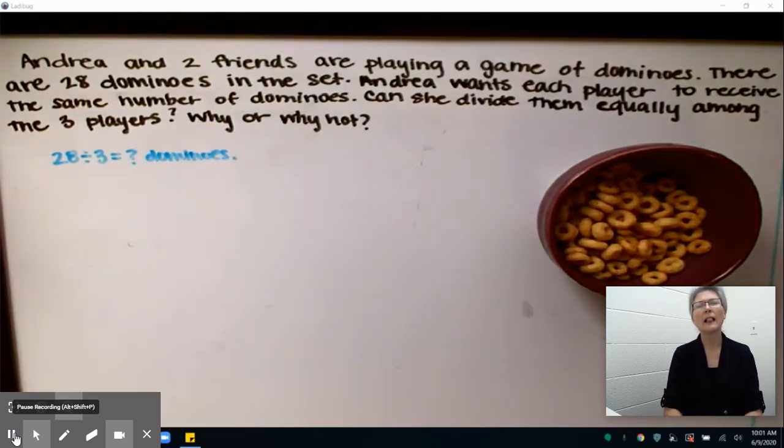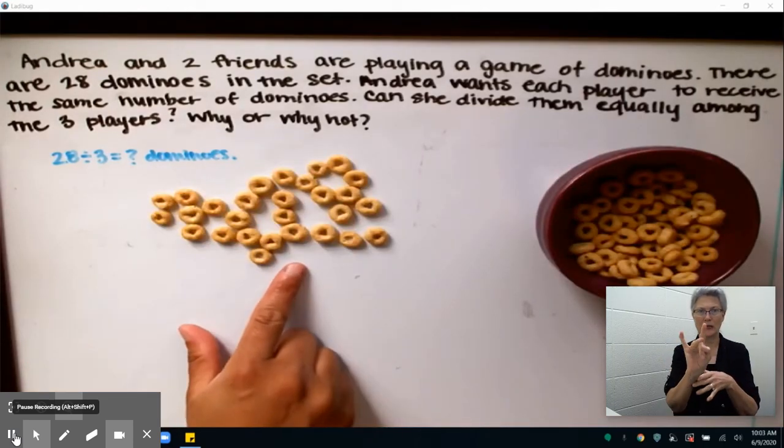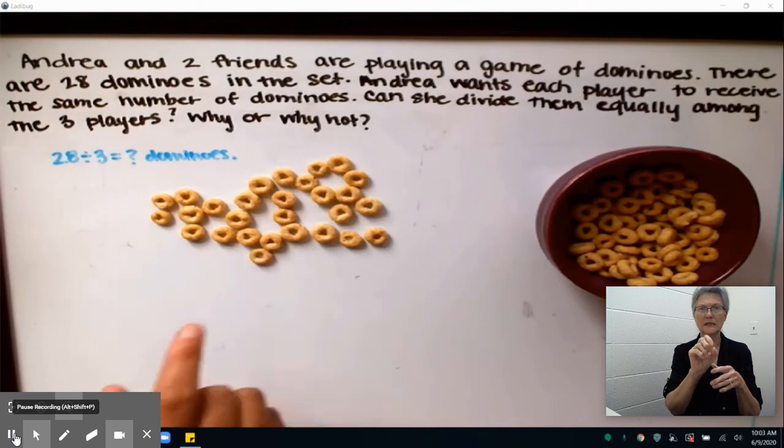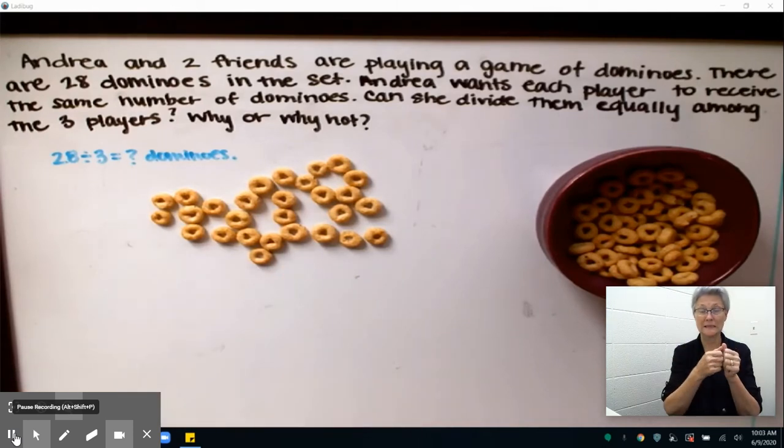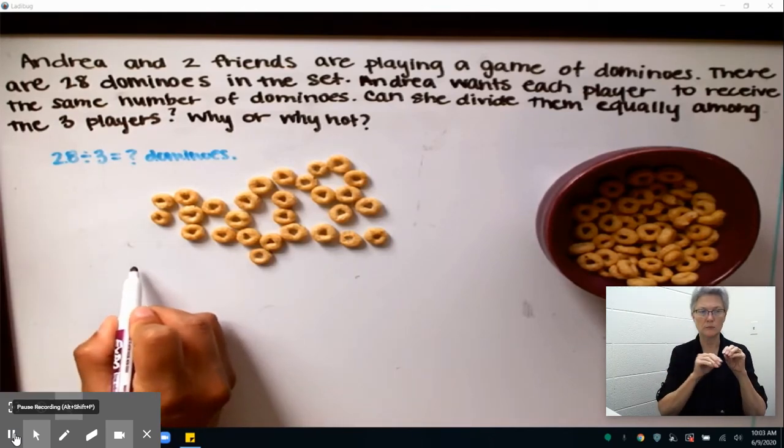Let's use some manipulatives to model this problem. I'm going to grab 28 Cheerios to use as my counters to represent dominoes. Now that I've got my 28 dominoes represented with these Cheerios, I'm going to make 3 separate groups to represent the 3 players because I want to share these 28 dominoes among the 3 players.